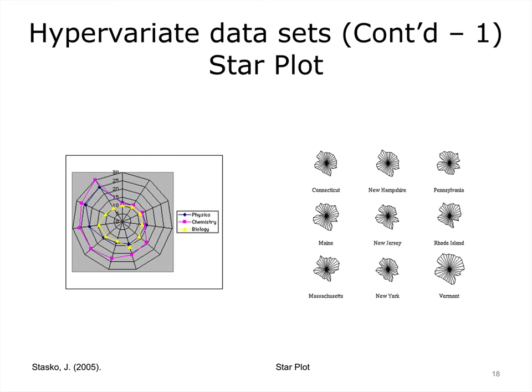Star plot is another way of visualizing sets with many variables. In this visualization, each variable receives its own coordinate axis, all coming from one central point. The small charts on the right show how star plots can be used to help monitor changes in many variables over time simultaneously.